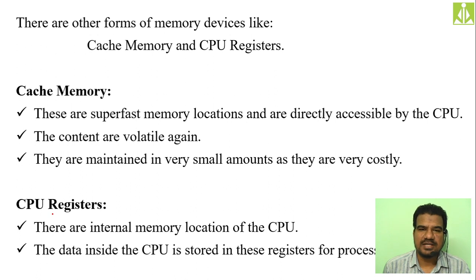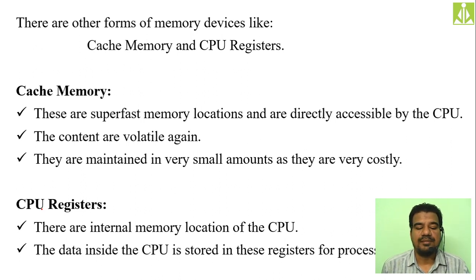After the primary and secondary memory types, we also have a few other memory types like cache memory and CPU registers. Cache memory, you can remember as a super fast memory. It is directly accessible by the CPU. The contents are volatile again. Whatever content we store inside the cache memory will be lost once the power goes down.